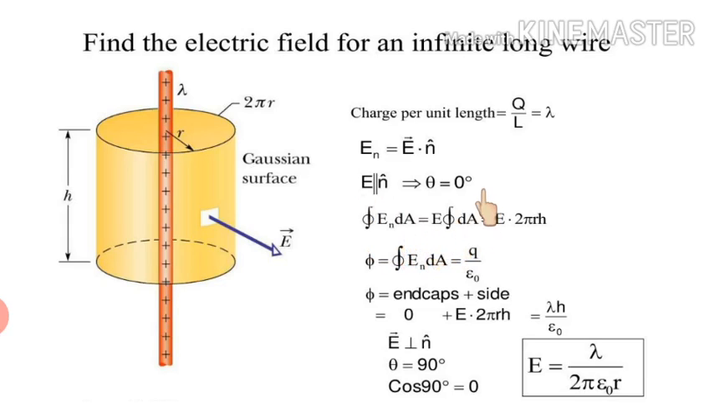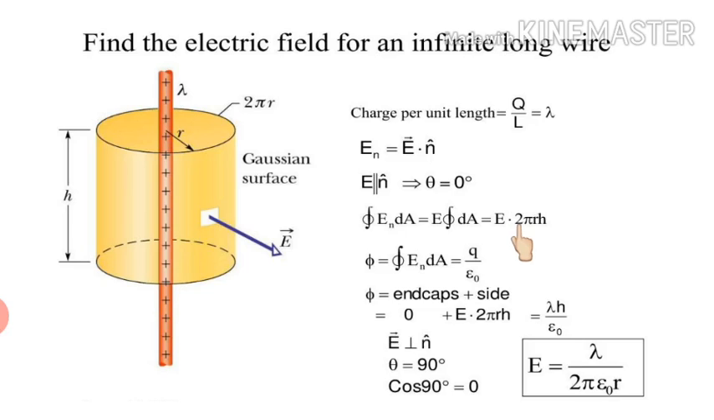E will be constant at each and every point. So the integration will be on dA, the small area element on this curved surface. If you integrate it, it will give you what? The curved surface area of this cylinder, and the curved surface area of the cylinder will be 2 pi r h, because the radius of the cylinder is r and h is the height, as you can see over here. So that's why it is written E into 2 pi r h.